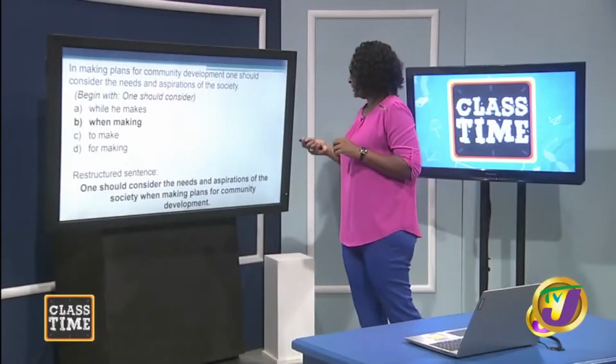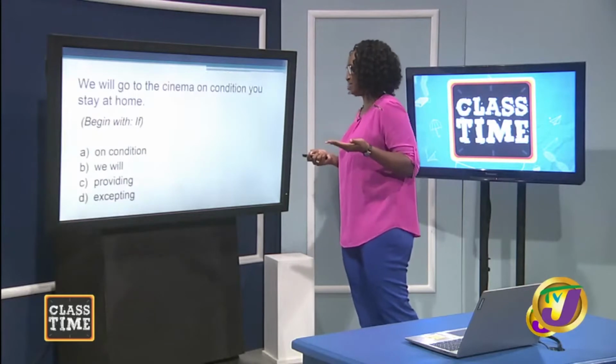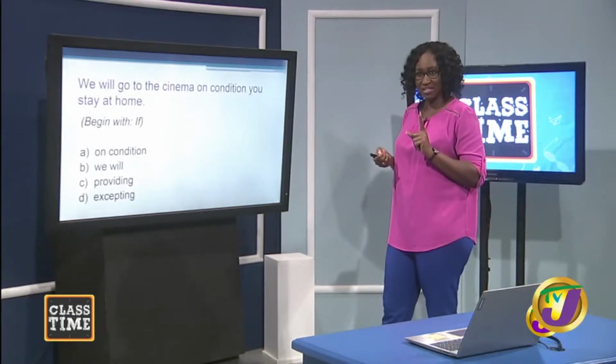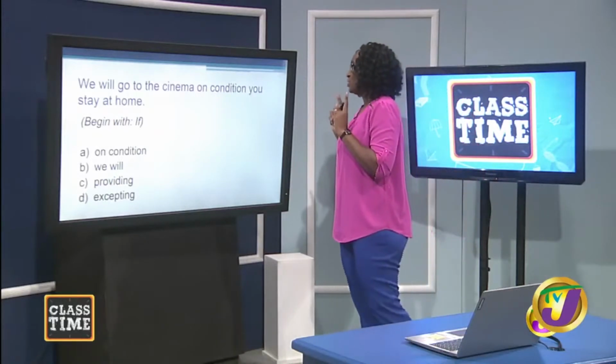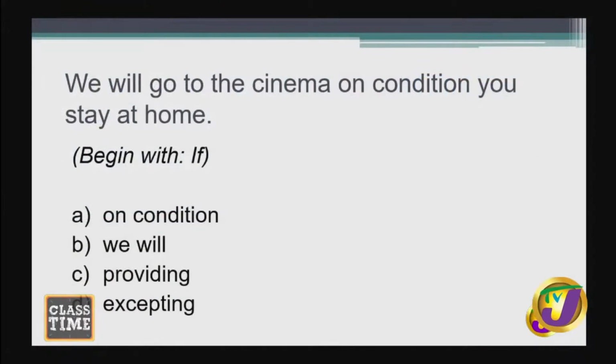All right. Let's see if we can take it up a little bit. Now we have a short sentence, but don't let the short sentences fool you. They're just as tricky. We will go to the cinema on condition you stay at home. So we have an idea being conveyed. You can do this if you do that. So we have to start it with if. So where would if best fit in? You had the on condition, no so. So if you do something, then something else can happen.